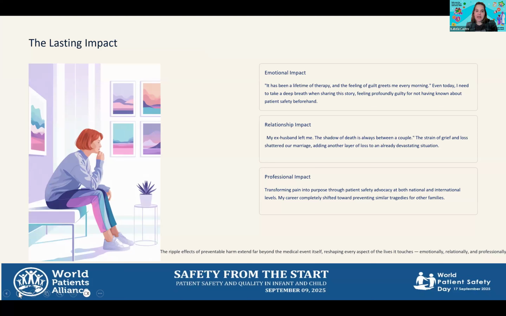The lasting impact, as you might imagine: we have the emotional impact, the relational impact, and the professional impact. There is this professional impact that you start working, you get into a new model of work, you start to speak about that, but it's never easy. We start preparation since August, because we know that in September we have the Patient Advocacy Day. So we start preparing with psychologists, because it's never easy to share the story. The relational aspect: I got divorced because the shadow of the death is always there between the couple. It's very difficult to remain married when a child dies, and there is always the guilt between the couple. Next slide, please.